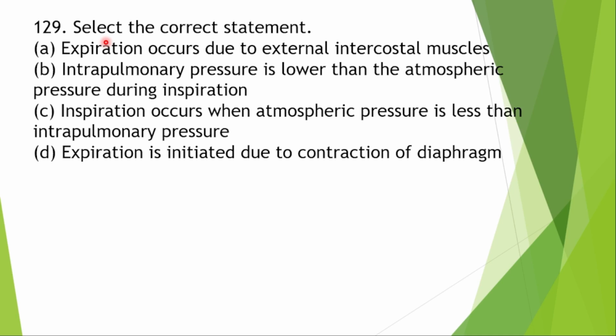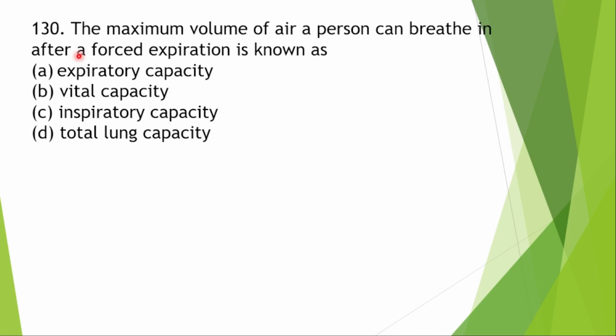129. Select the correct statement. Expiration occurs due to the external intercostal muscles. B. Intrapulmonary pressure is lower than the atmospheric pressure during the inspiration. This one is wrong. Yes, this one is correct. Inspiration occurs when the atmospheric pressure is less than the intrapulmonary pressure. Expiration is initiated due to the contraction of the diaphragm. So here the correct option is B.